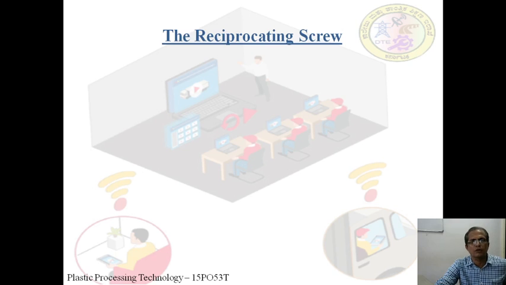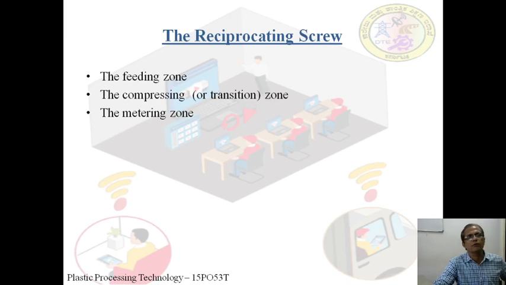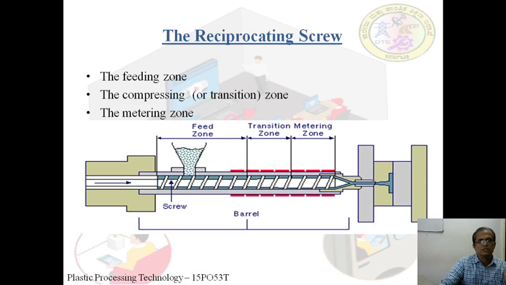Now let us discuss the reciprocating screw type injection molding machine. This is a more advanced machine and it has a feed zone, compression zone and metering zone. The entire barrel of the machine is divided into three zones. First is the charging of the material, what we call the feed zone. Next comes the compression zone. Next comes the metering zone. The compression zone is also called a transition zone. Let us see these three zones in this.